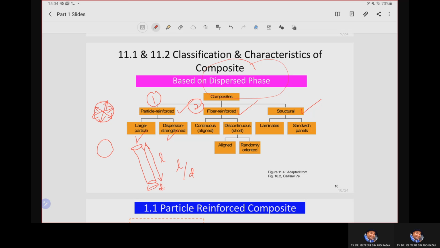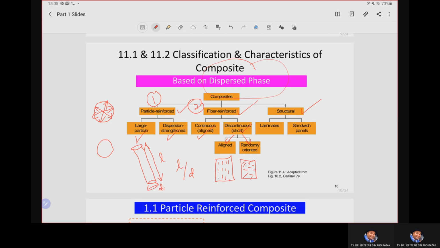It can be continuous aligned fiber for long fiber, or discontinuous for short fiber, which has two orientations, either aligned discontinuous fiber or randomly oriented discontinuous fiber. Meaning that in one matrix body, even though the fiber is discontinuous, the arrangement is aligned, or in the other sub-classification, it may be random orientation.